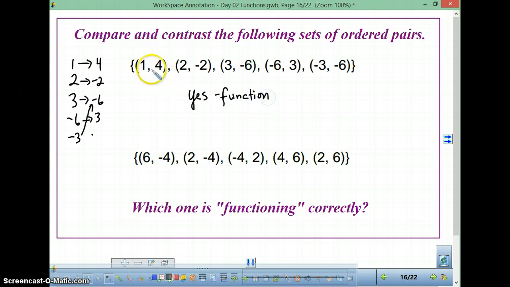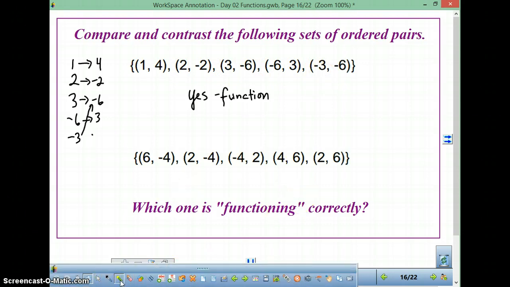You might have just been able to tell that by looking. All the x's were unique. Right? How about down here? Function or not a function? Well, I bet you can tell right away that 2 of these x's are exactly the same. And when we look carefully, they give us different y's. So is that going to be a function or not a function? Not a function.